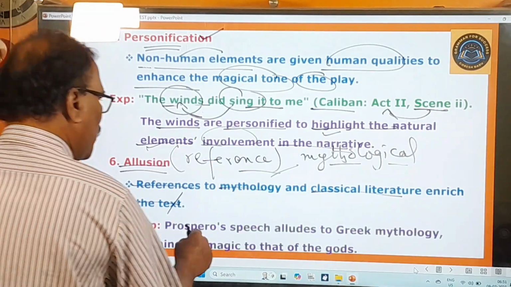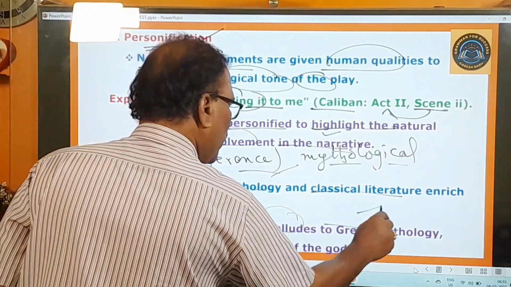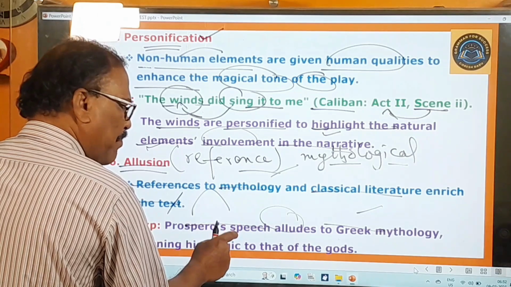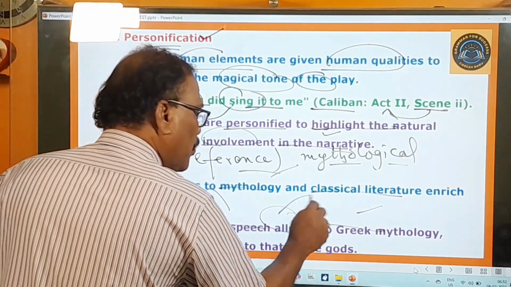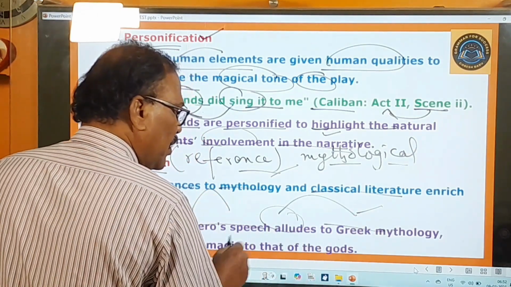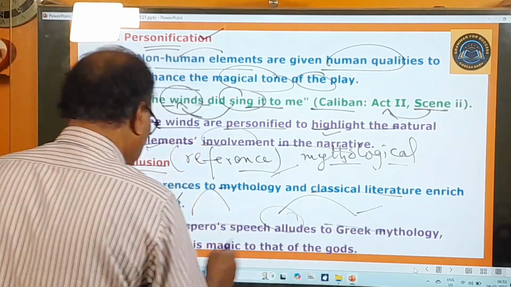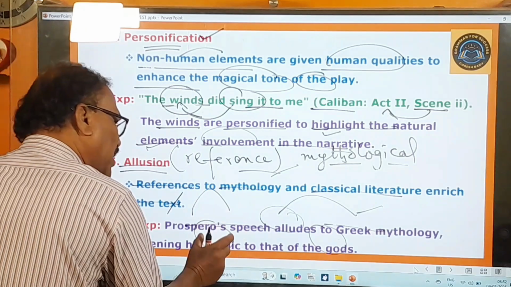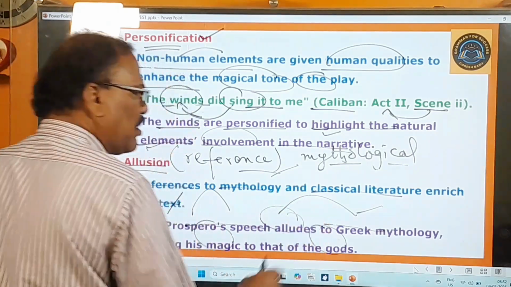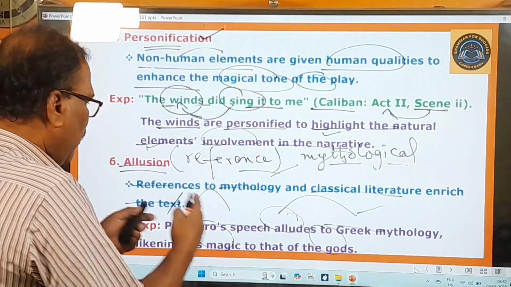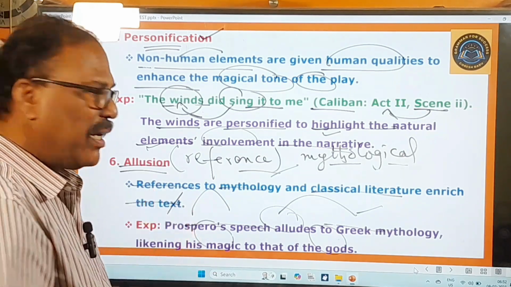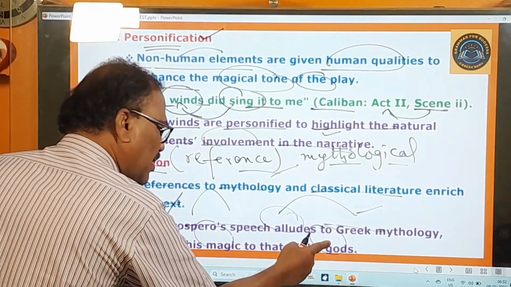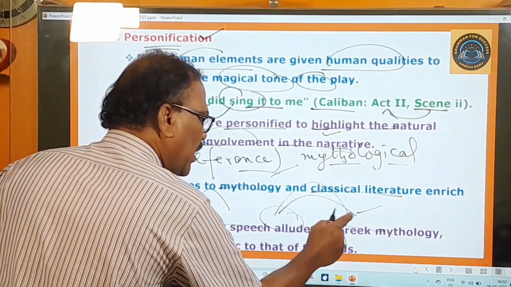Prospero's speech alludes to Greek mythology. Prospero delivers a speech in this drama, and in that speech, he alludes to Greek mythology. He alludes means he refers to Greek mythology, likening his magic to that of the gods. He has compared his magic to that of the gods. Gods have magic, and even he also has some magic, and in that way, likening means while comparing his magic to that of the gods, he has referred to the Greek mythology.